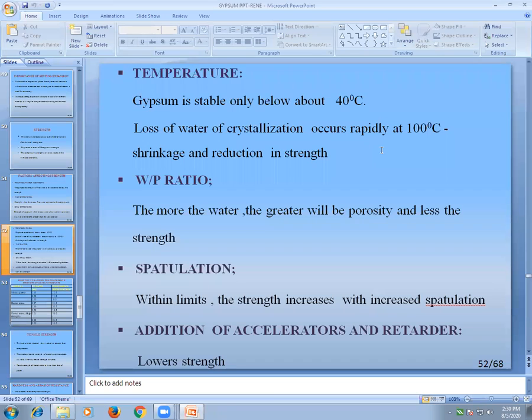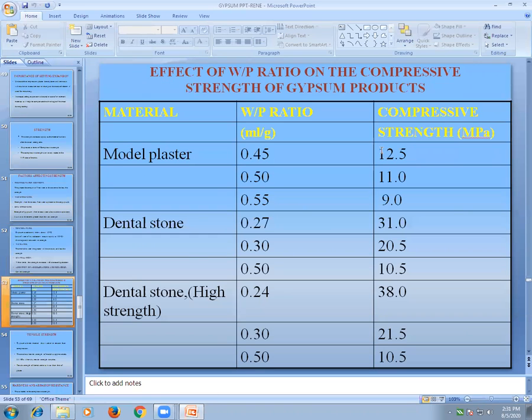Water powder ratio: the more the water, the greater will be the porosity and the less the strength. Whatever excess water is present, the reaction is exothermic, water evaporates, and there is a void, and the void acts as an area for fracture concentration. Again, spatulation within the limits increases strength. Addition of accelerators and retarders both reduce the strength of the product.